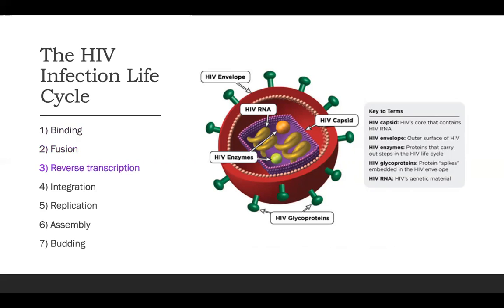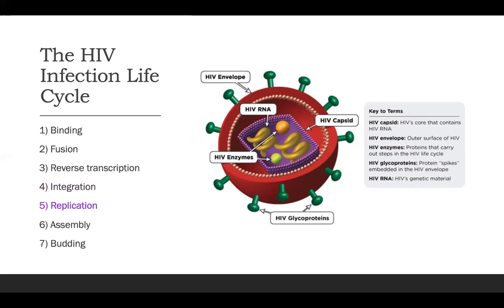The third step is reverse transcription. Now that it's in the cell, it uses its enzyme reverse transcriptase to copy its viral HIV single-stranded RNA into HIV double-stranded circular DNA. This now allows the virus to enter the cell's nucleus. The next step is integration. Now in the nucleus, the HIV DNA releases an enzyme, integrase, which allows it to add itself to the host cell's DNA. It's now one very long strand of DNA and is now called proviral DNA.